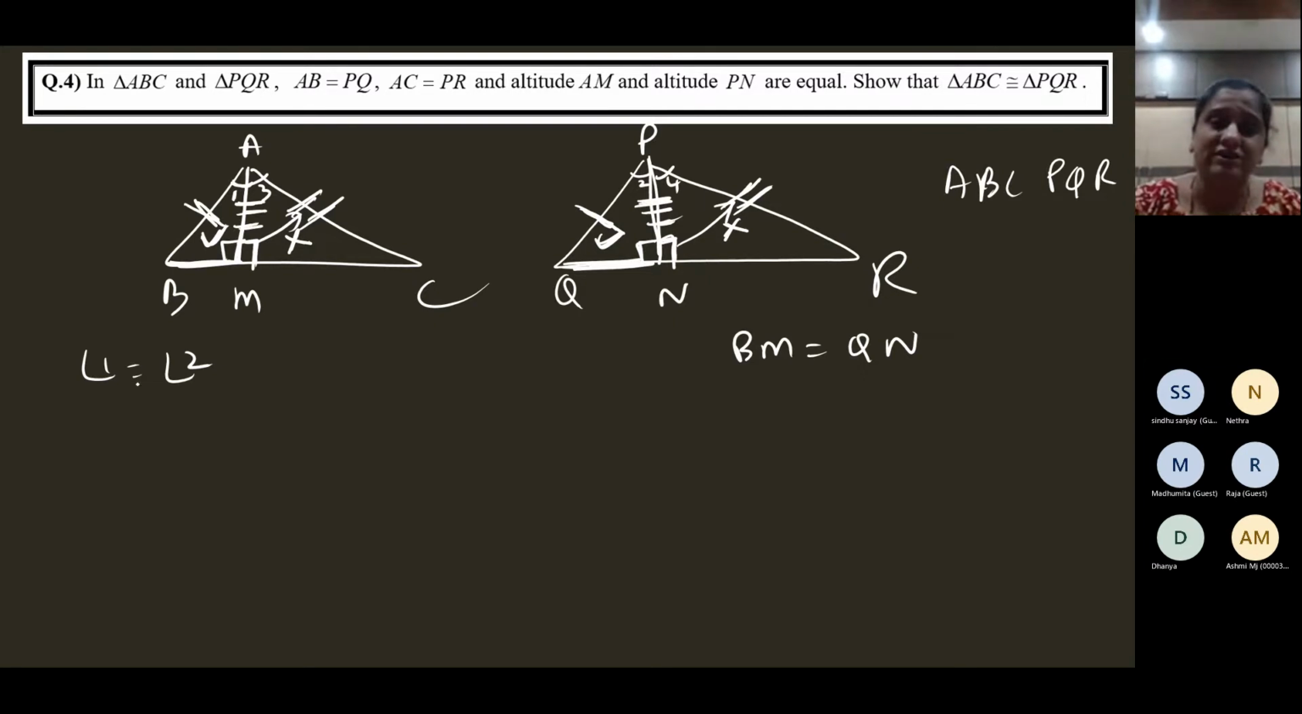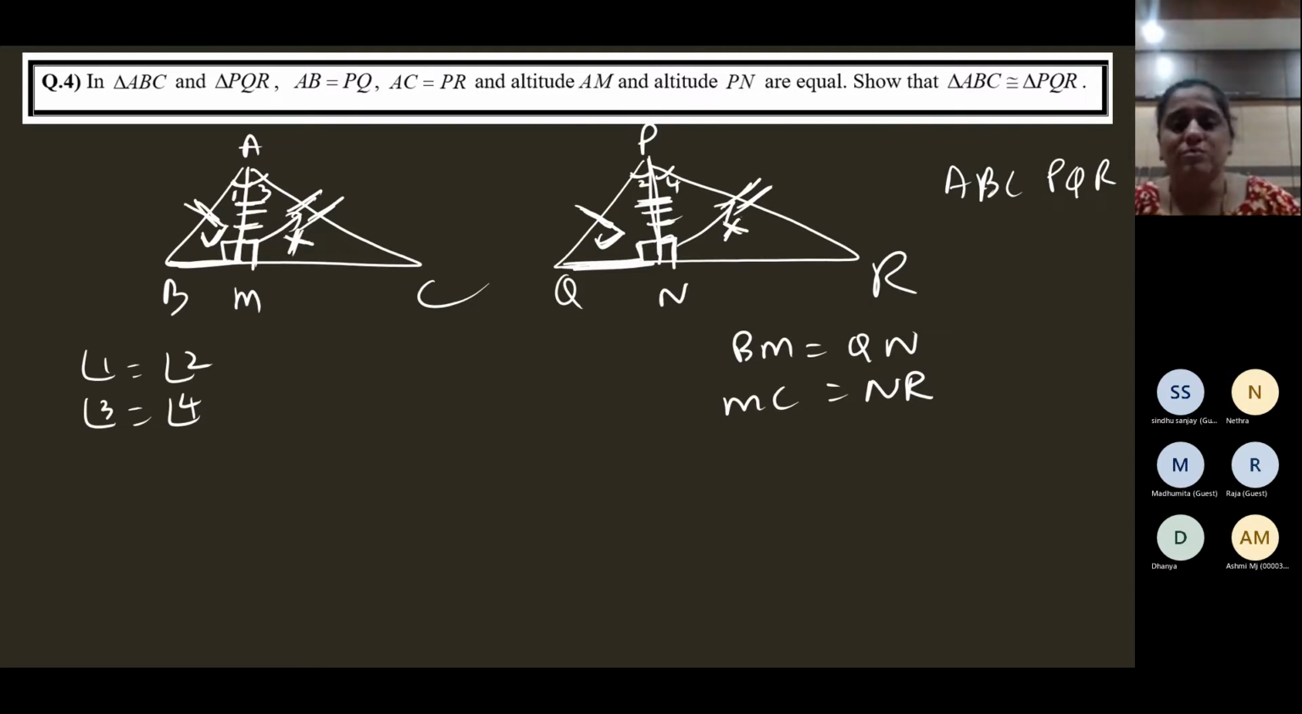If you have written angle 1 is equal to angle 2 earlier, you must write angle 3 is equal to angle 4 now. If you have written BM is equal to QN earlier, you must write MC is equal to NR now. That is important. If you earlier wrote angle 1 is equal to angle 2, now from these two triangles, you must write 3 is equal to 4. If you had earlier written BM is equal to QN, now you must write MC is equal to NR by CPCT. Am I clear?